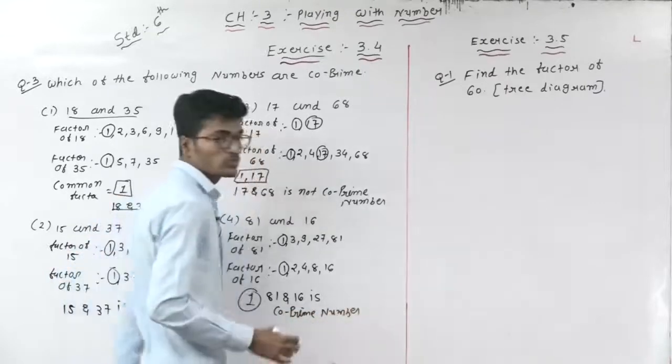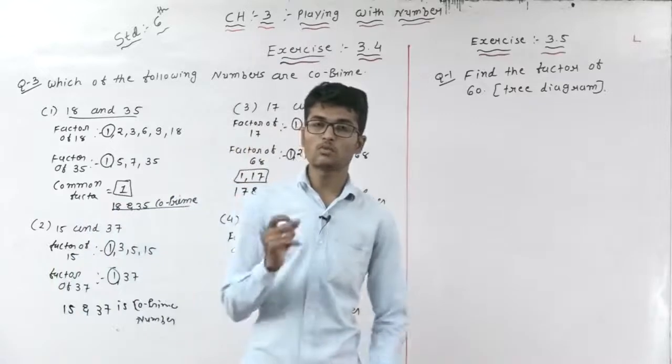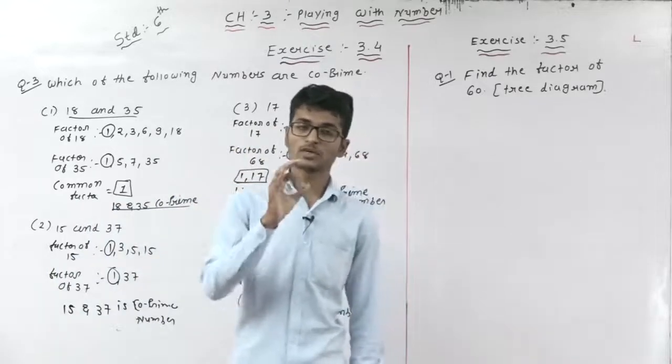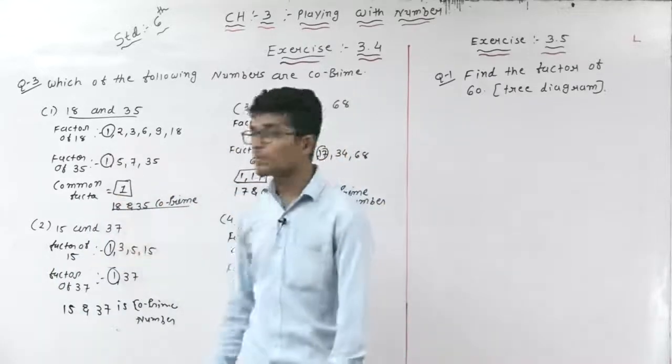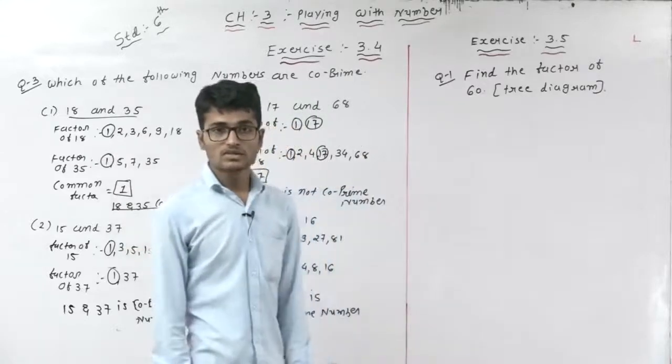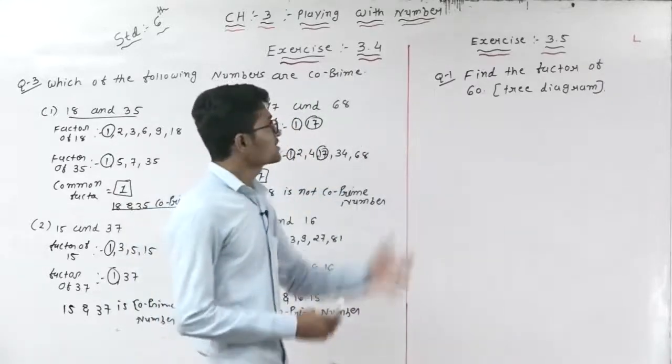So understand students, what is a co-prime number? A co-prime number means the common factor is only 1. It's called a co-prime number. So this was the co-prime numbers question. Understand? Okay. Now to our next questions.